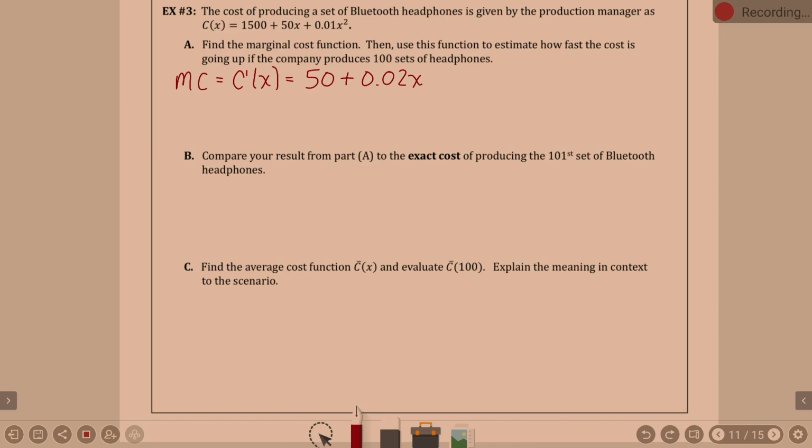$50 plus 200x. Okay. There is your marginal cost function. Then use this function to estimate how fast the cost is going up if the company produces 100 sets of headphones. So now what? Plug in 100. So 50 plus 200 times 100.